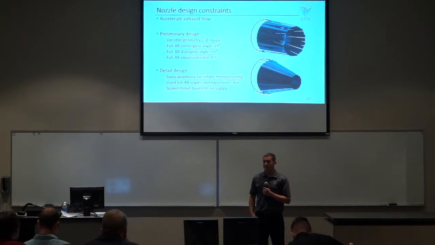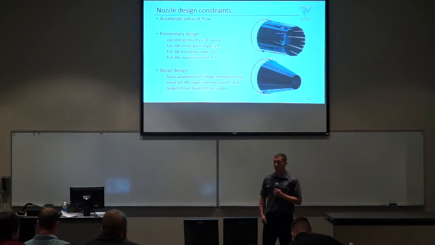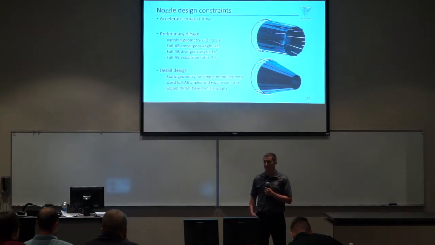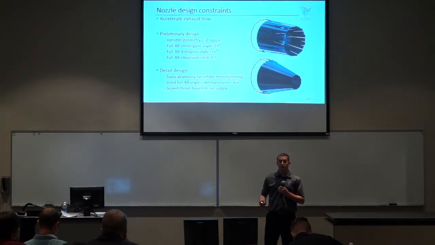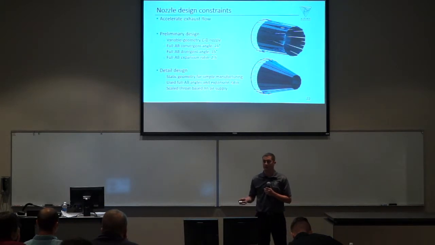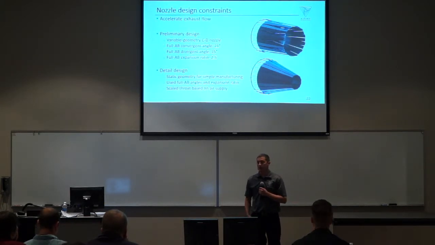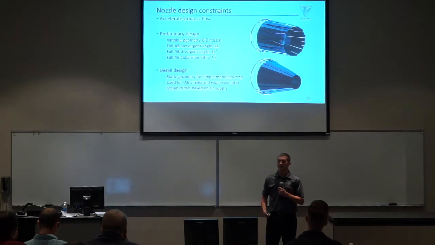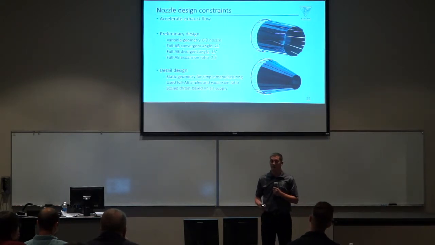In detail design, Mjölnir Propulsion decided to design a static geometry nozzle rather than a variable geometry nozzle to simplify the manufacturing. We used the full afterburner convergent angle, divergent angle, and expansion ratio as shown above. The throat diameter was scaled down based on the available air supply of our air source.